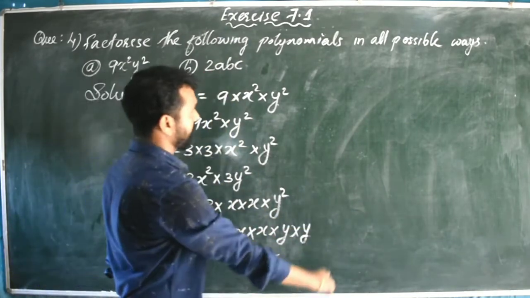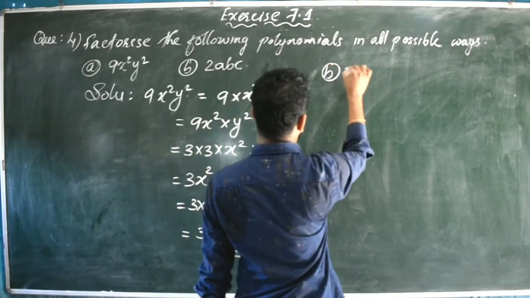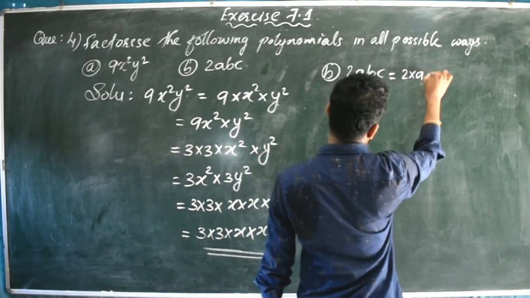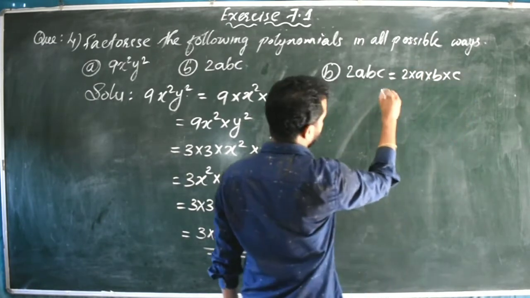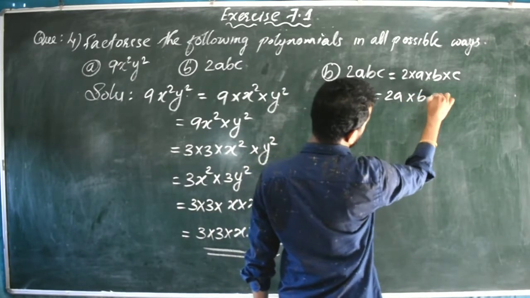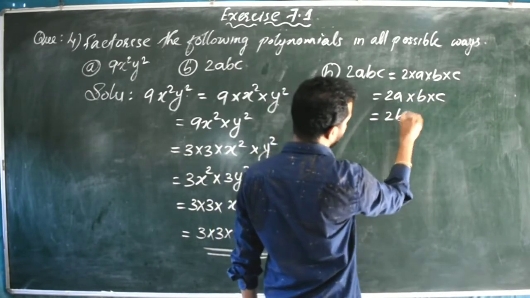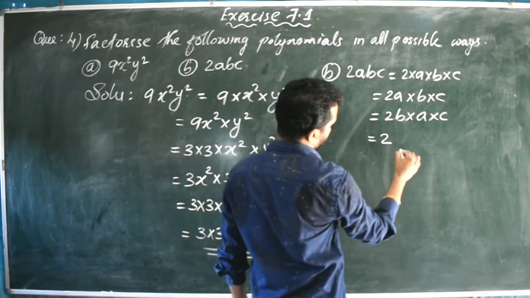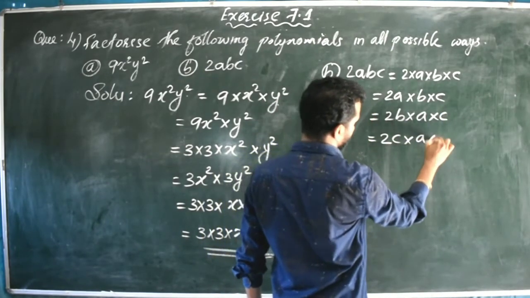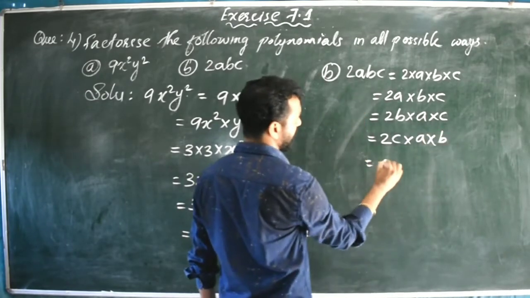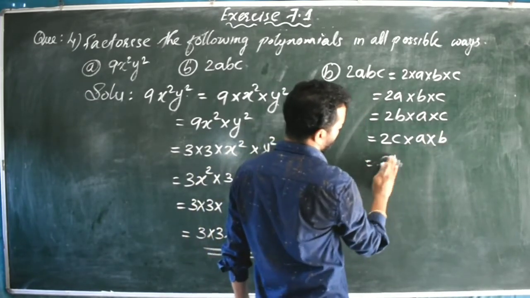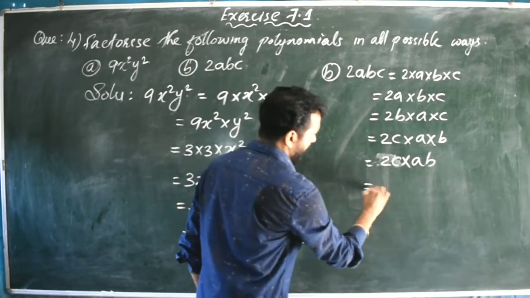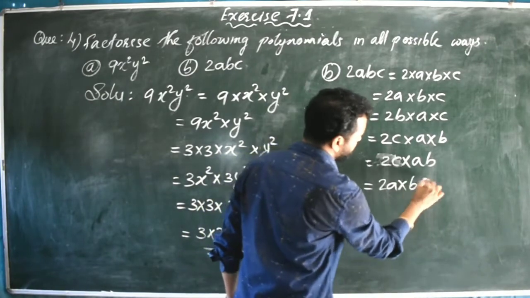Now question number B, you see. 2ABC. 2 into A into B into C we can write. 2A into B into C we can write. 2B into A into C we can write. 2C into A into B we can write. Then 2C into AB we can write. Or 2A into BC we can write.